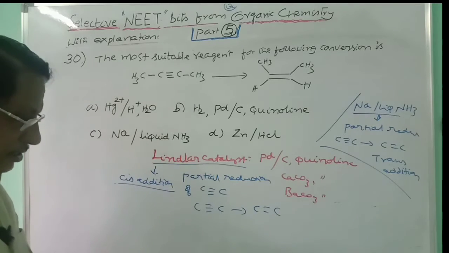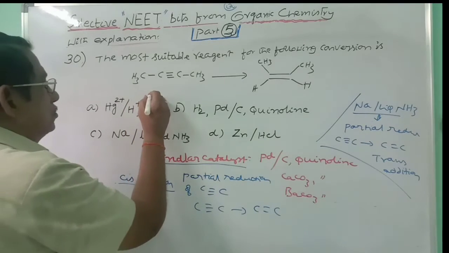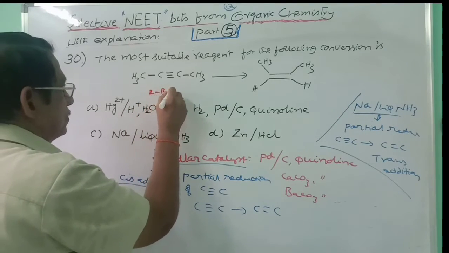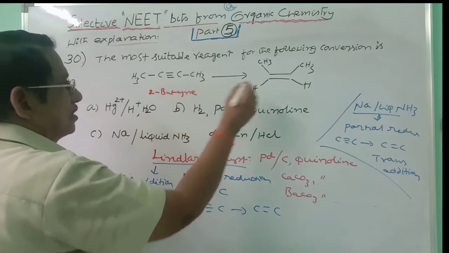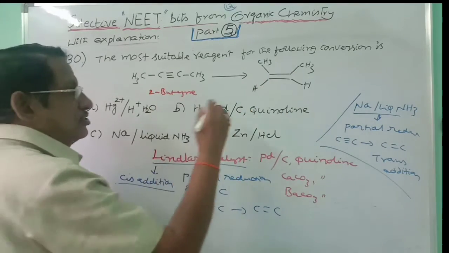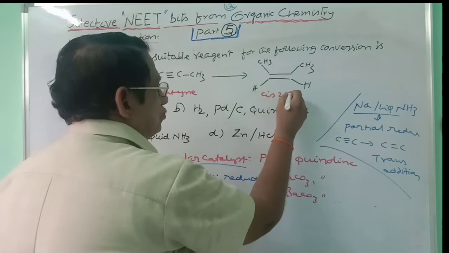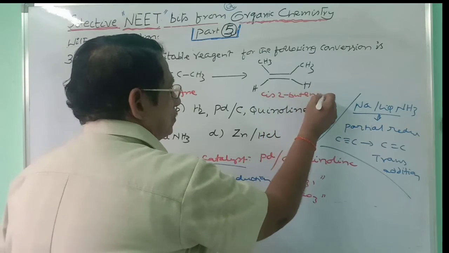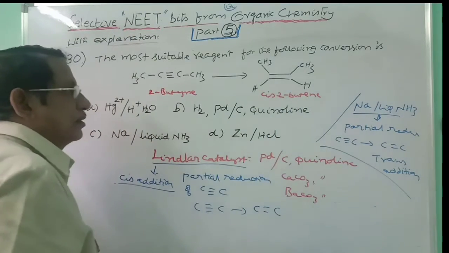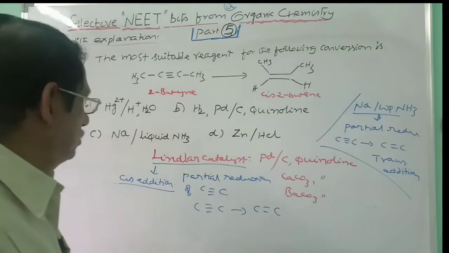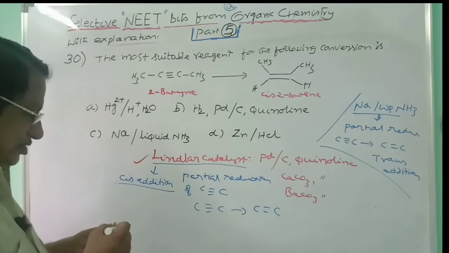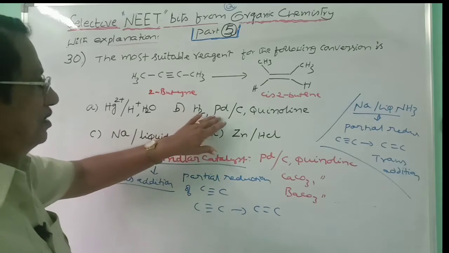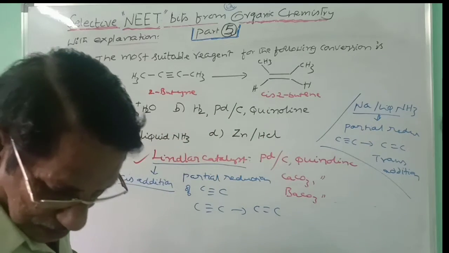Particularly you are taking here 2-butyne, which is converted into 2-butene, but that addition is cis. So this is what you call cis-2-butene. When is it obtained? When you are using Lindlar catalyst. Where is that? H2, palladium, carbon, quinoline. That is the Lindlar catalyst.